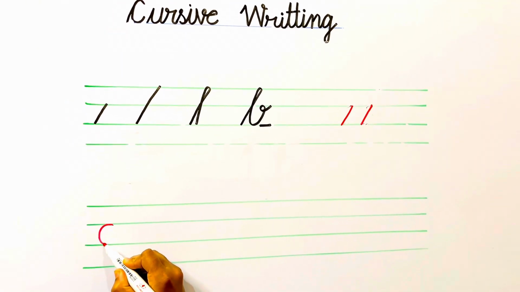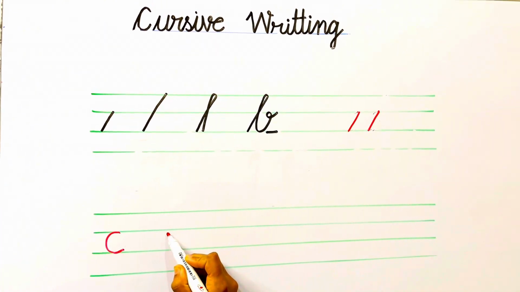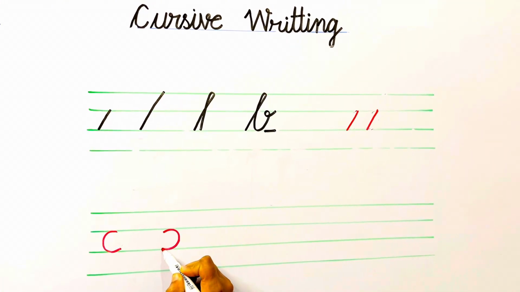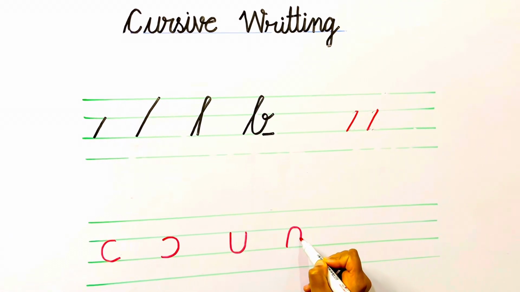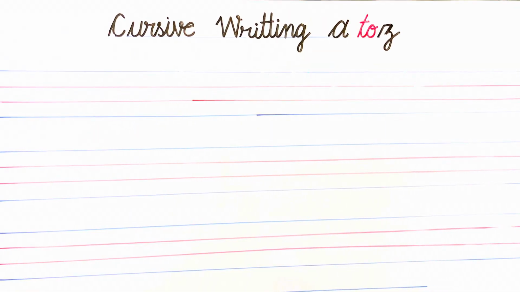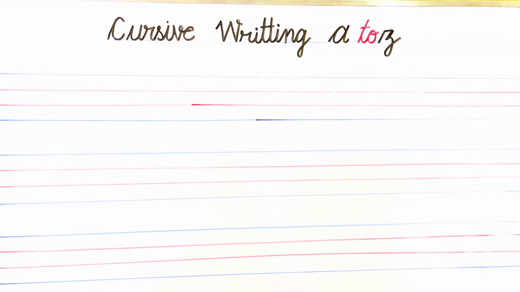This is the right curve. This is the left curve. This is the up curve. This is the down curve. Now we will start to write lowercase cursive letters.